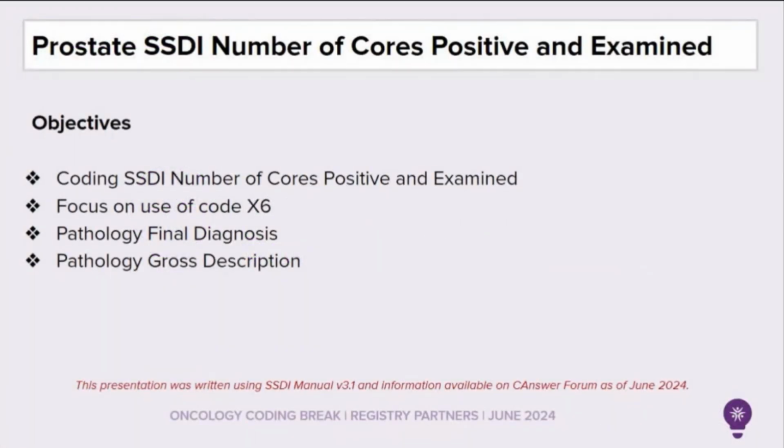As a QT manager, I often see some confusion on how to code the two SSDI fields for prostate, number of cores positive and number of cores examined. With this confusion, errors in coding are made. During the June Oncology Coding Break, I will talk a little bit about these two fields, provide some clarification on the use of code X6, positive cores, unknown how many, and walk through a couple of case examples reviewing the pathology report, final diagnosis, and pathology report gross description.